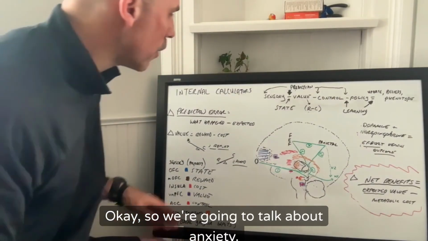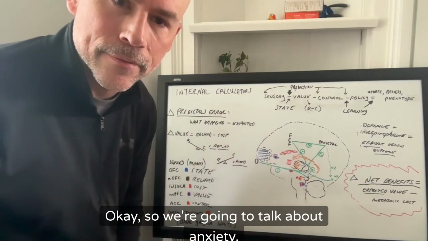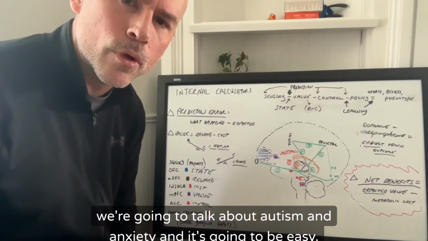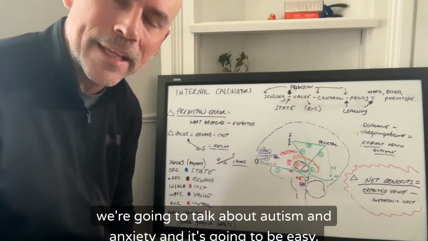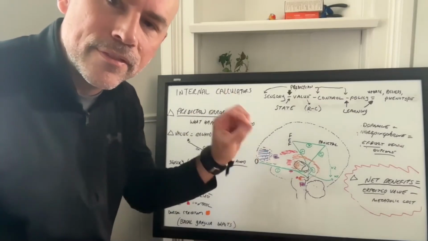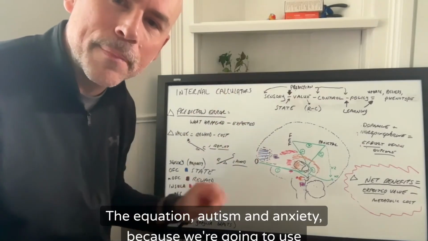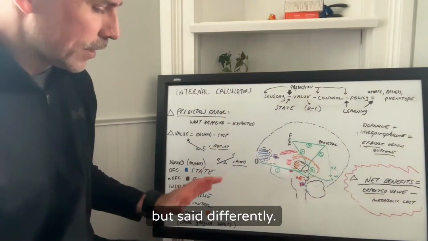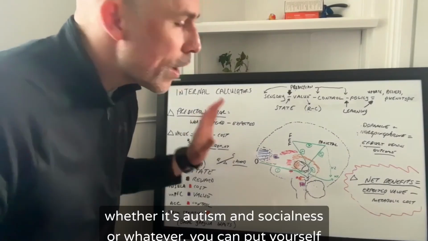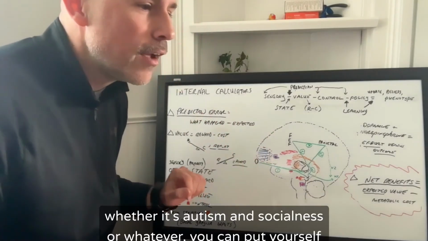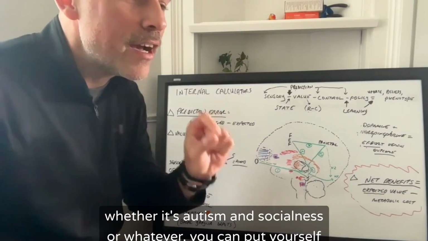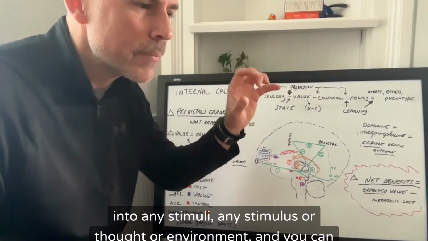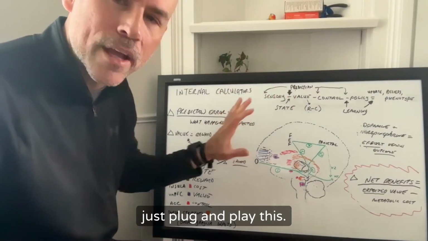Okay, so we're going to talk about anxiety. Because this is a podcast on autism, we're going to talk about autism and anxiety, and it's going to be easy. That equation, autism and anxiety, because we're going to use socialness, is going to be easy for you to follow. But said differently, whether it's autism and socialness or whatever, you can put yourself into any stimulus or thought or environment, and you can just plug and play this.